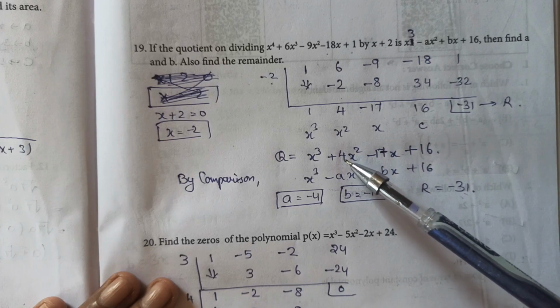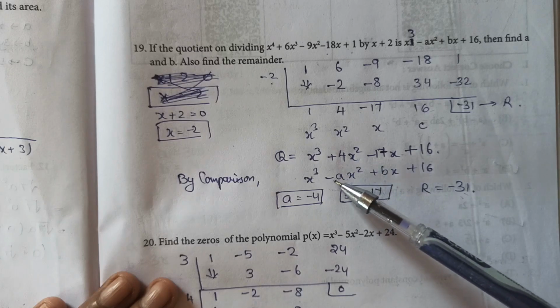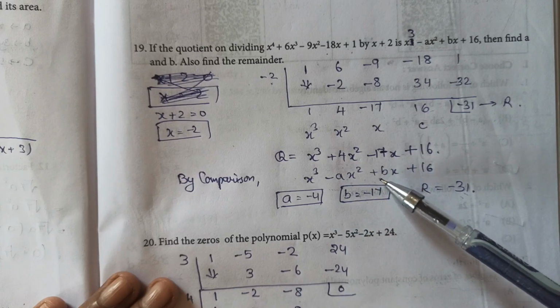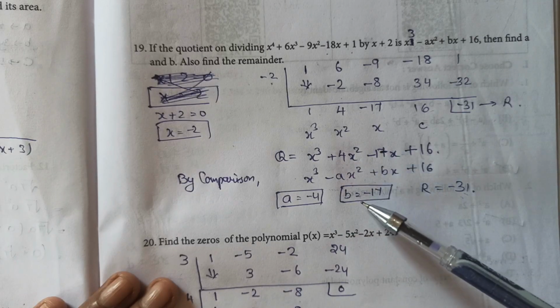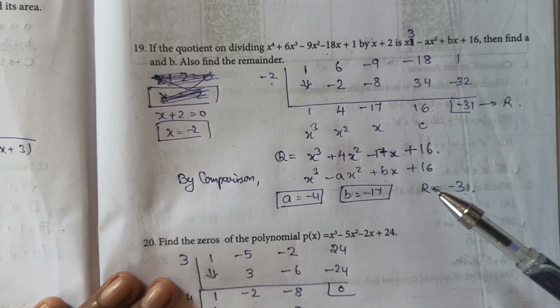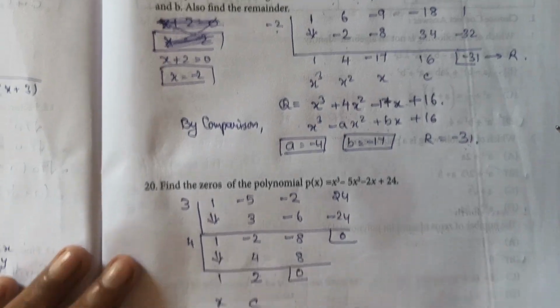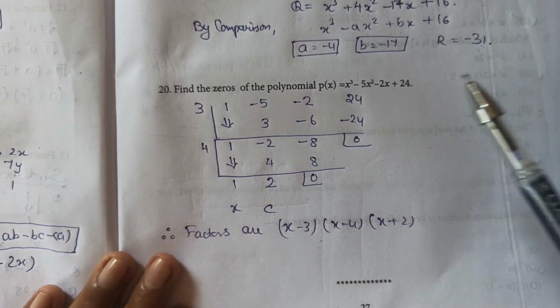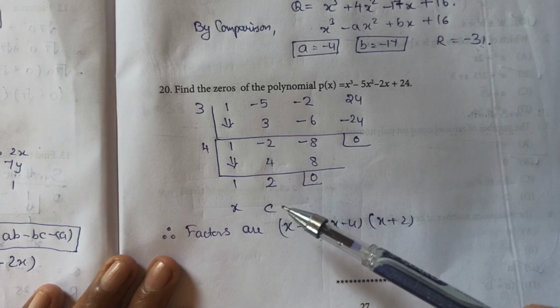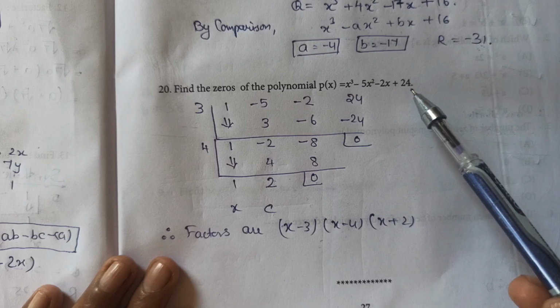So you can write a as minus 4, because the signs are different. Again, because the signs are different, we write b as minus 17. If the signs are the same, we write positive. Okay. Find the zeros of the polynomial. This is the best method to follow, synthetic. Finding the cube root. Okay.